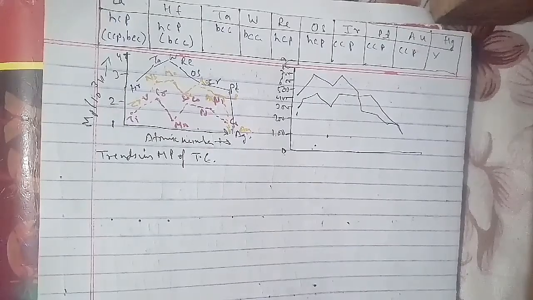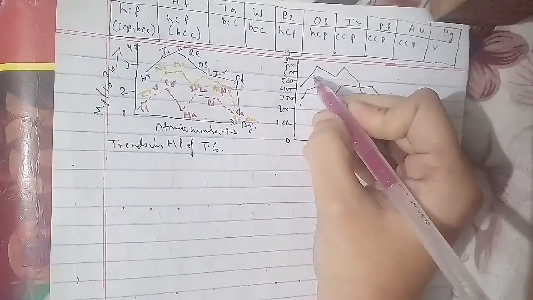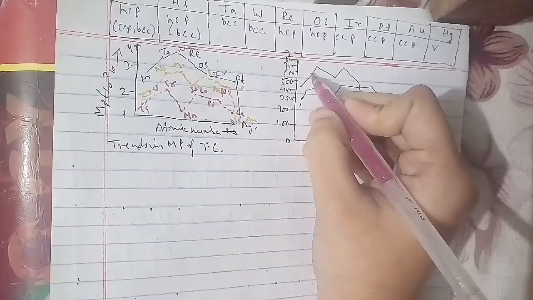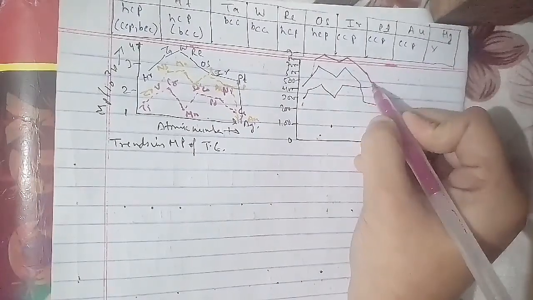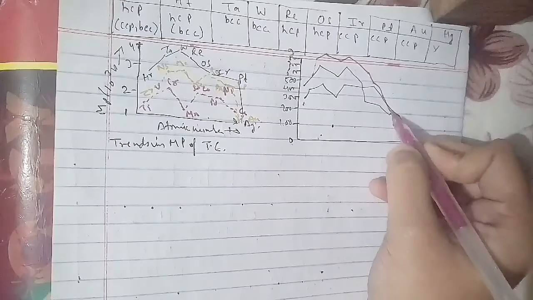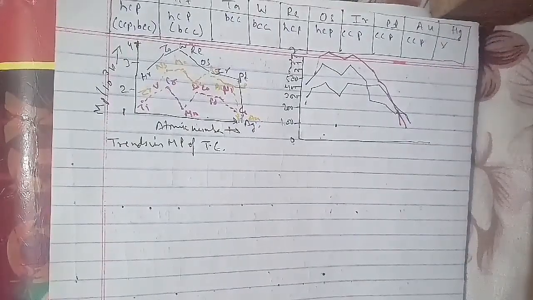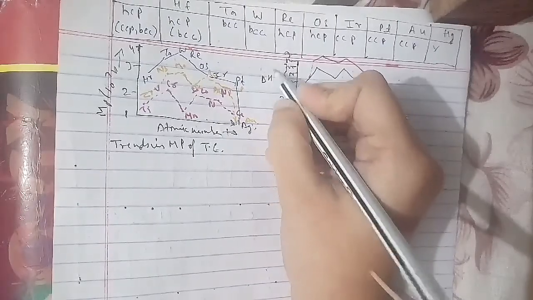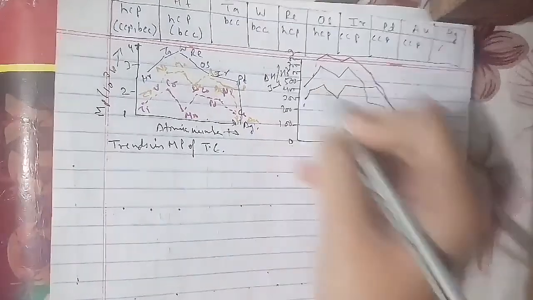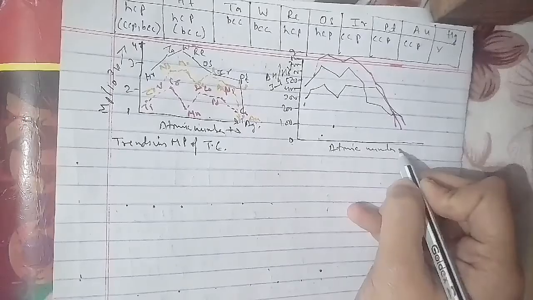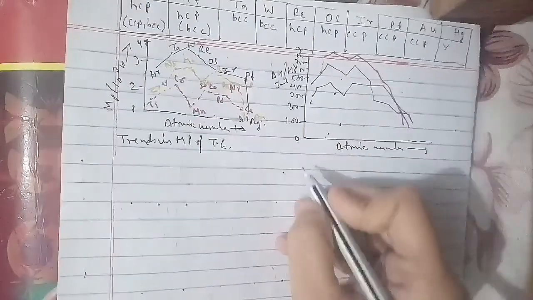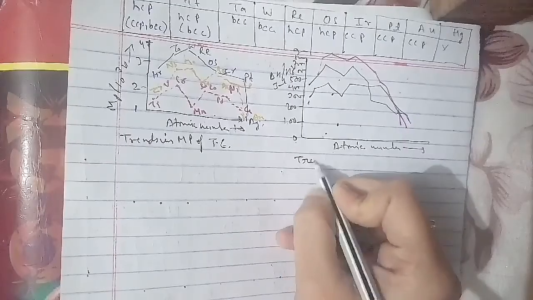Here this is your delta H in kJ per mole, and this is for atomic number. This is for series 1, series 2, series 3, and the representation is trends in enthalpies of atomization of transition elements. That is being represented, and this is also important to consider.